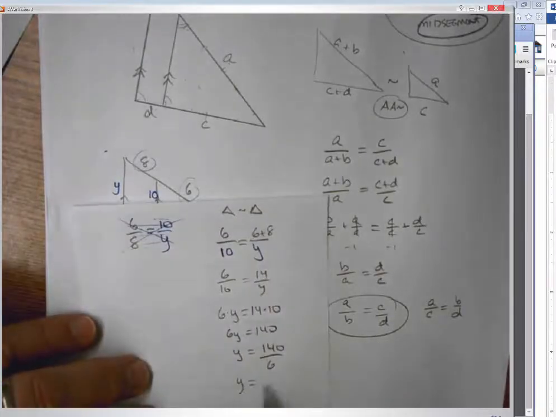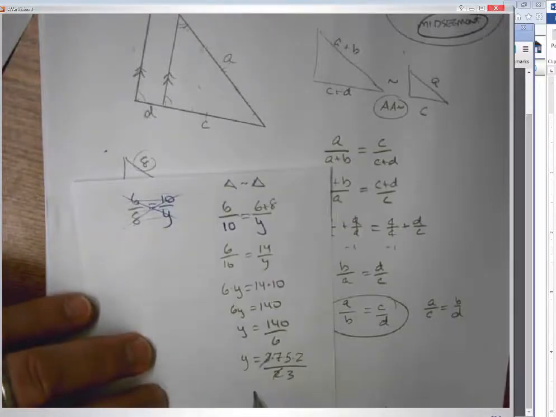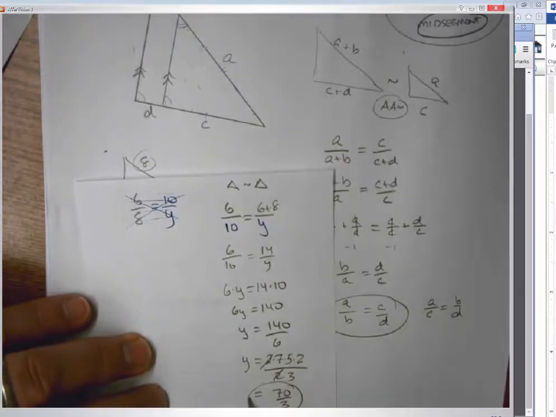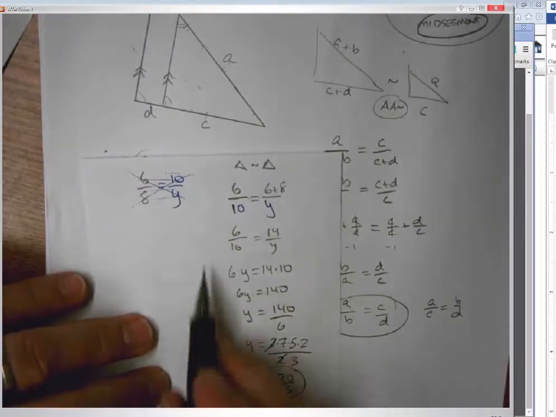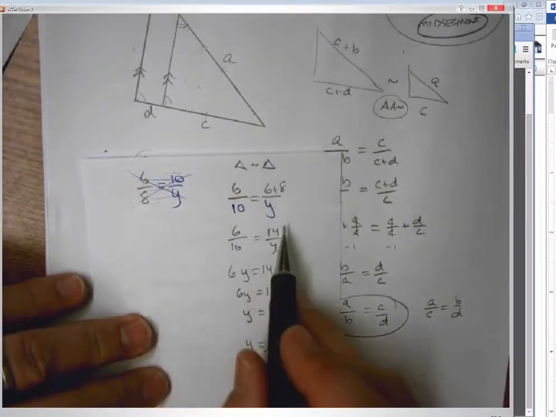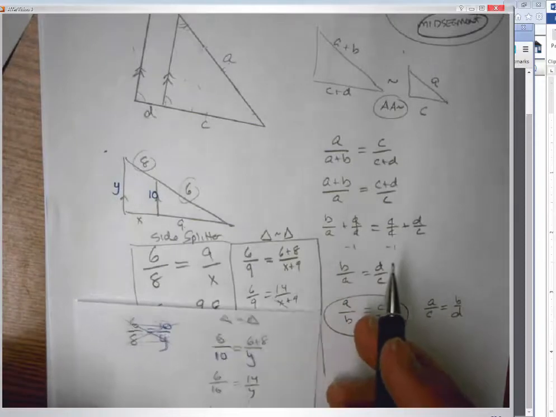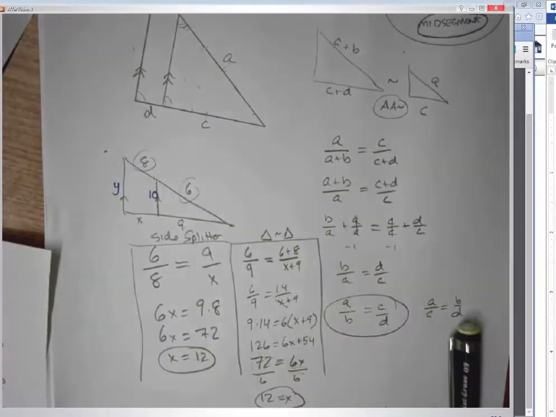So y is equal to, what's that going to be? I can say that 140 is 14 times 10, which is 2 times 7 times 5 times 2, and 6 is 2 times 3. It's not going to come out evenly, so it's going to be 70 thirds. But nonetheless, I can find the value not using side splitter. I can find it using the similar triangles concept. And that's the concept of the side splitter theorem. Thank you.